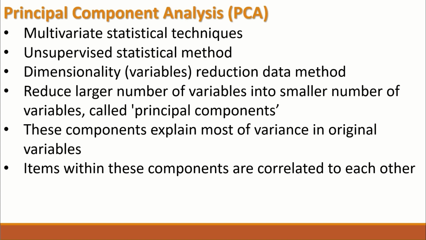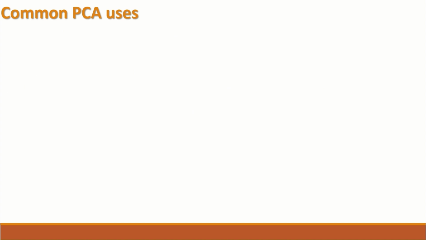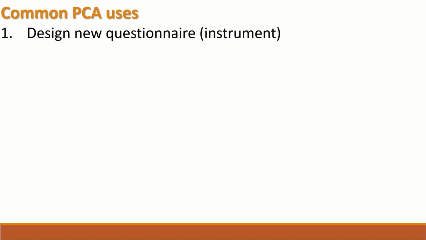The overall objective from performing PCA is to have a large number of items or variables and try to reduce that number by grouping those items or variables into components. These components, or variables within these components, are correlated to each other. So what are the common uses of PCA?